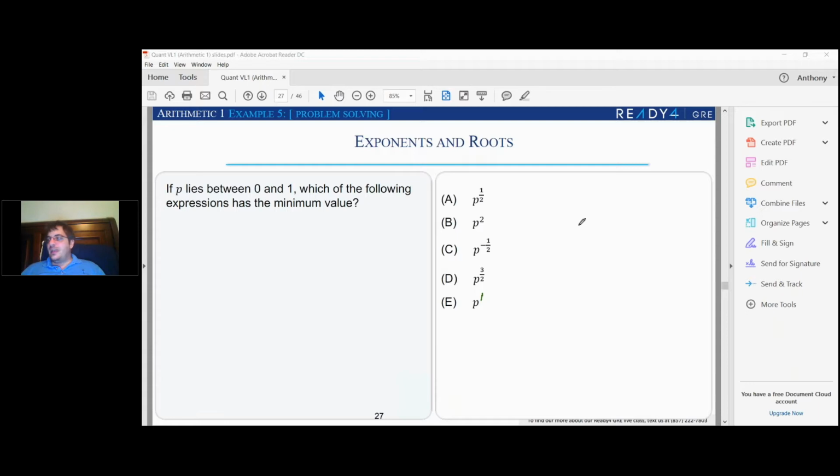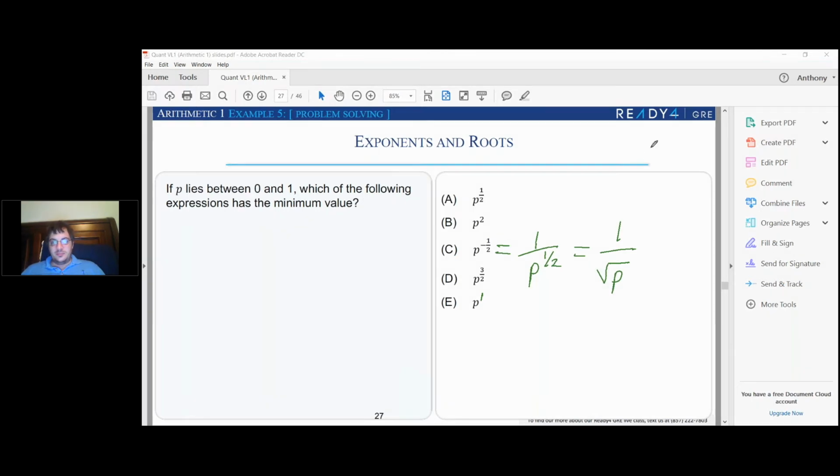Remember that a negative exponent flips you over. It puts you in the denominator. P to the negative 1/2 is 1 over P to the half. Or, put another way, 1 over the 1/2 power is the square root, so 1 over root P. So let's consider that. Well, P lies between 0 and 1. It's a fraction. So what happens when you flip it over? Does it get bigger or smaller? If you tell a fraction to stand on its head, what happens?